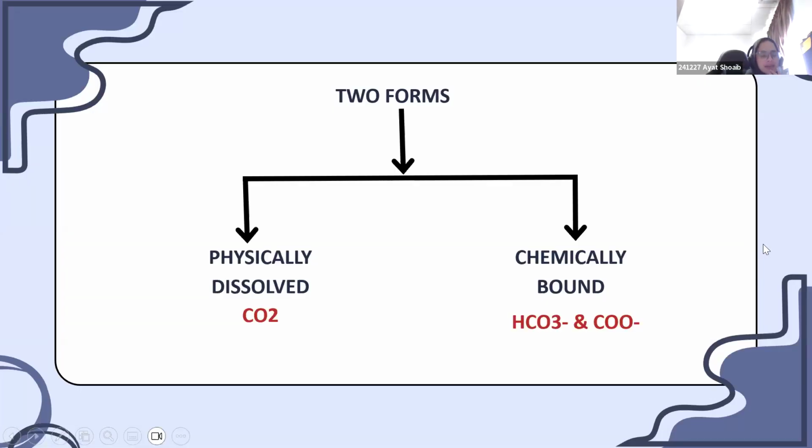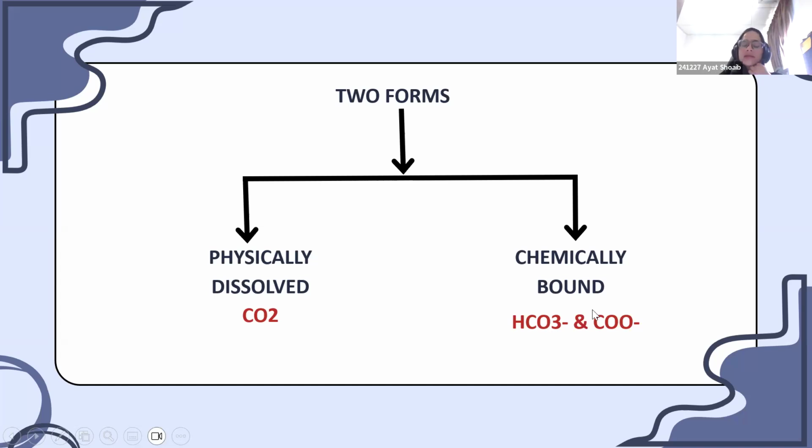Even in carbon dioxide, we're going to have two forms. Well, not really two forms, two categories. There are three forms. In oxygen, you have two forms: physically dissolved and chemically bound. Here, physically dissolved and chemically bound are like two categories, and you have three forms. This is literally carbon dioxide, physically dissolved. Chemically bound is what you can see here.